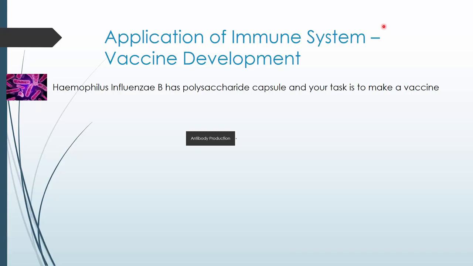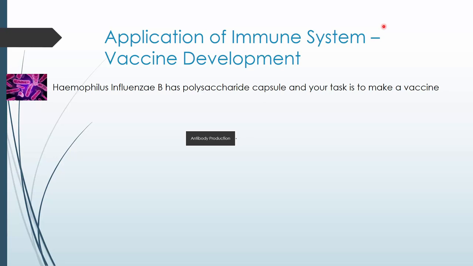All right, so the scenario is this. You have Haemophilus influenzae B. Haemophilus influenzae B is a polysaccharide-based bacteria, and it's really dangerous because it causes epiglottitis in young children. So your task is to make a vaccine against this. You want to make sure that no more kids get sick with epiglottitis.